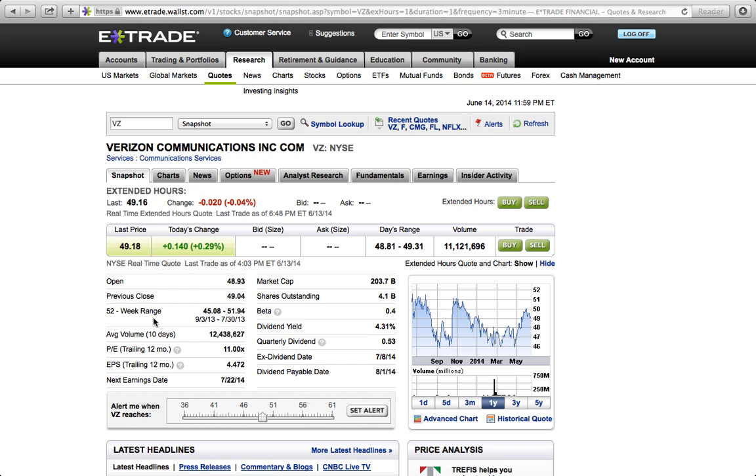The 52-week range is telling you, in the last 52 weeks, which is a year, what the stock's low and what its high was. It hit its low on September 3rd. It has the dates down here, and it hit its high on July 30th. So it's telling you its lowest and its highest mark within the past year, which is 52 weeks.